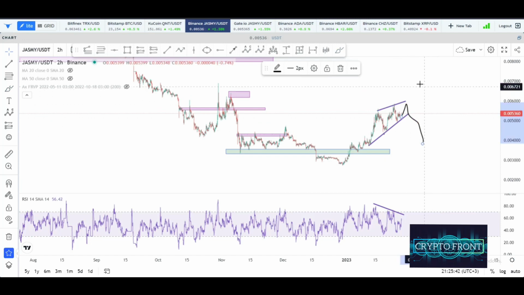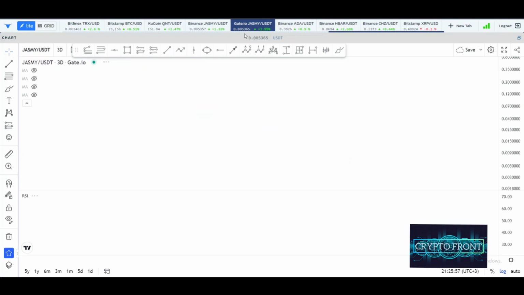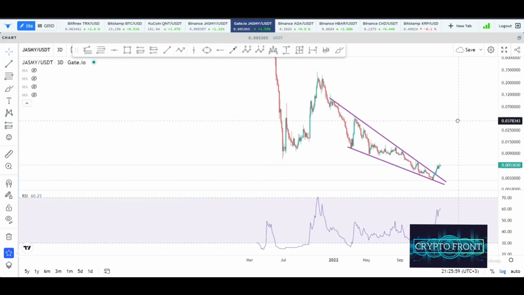Now on the normal price chart, you can start visualizing how bearish this pattern is. So this is the price chart. Basically, in the immediate short term, I'm expecting a pullback, maybe all the way down to 0.004 right around there, right? But that doesn't mean that I'm bearish on Jasmy all in all.